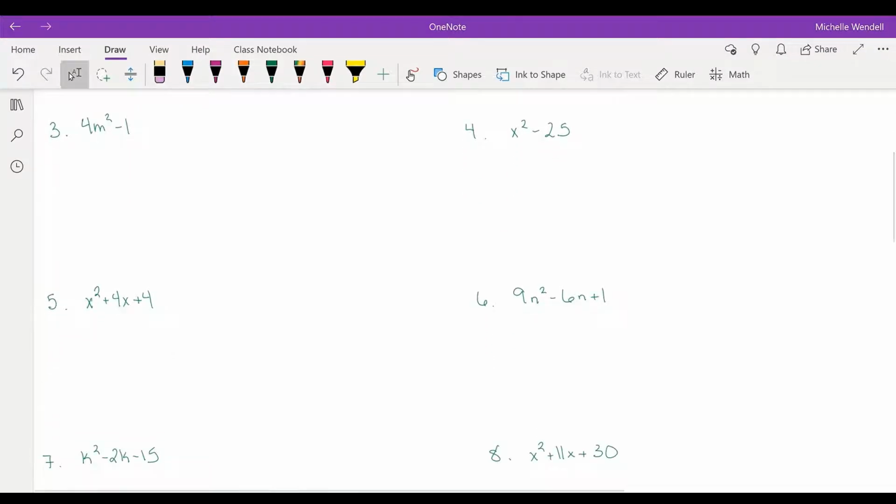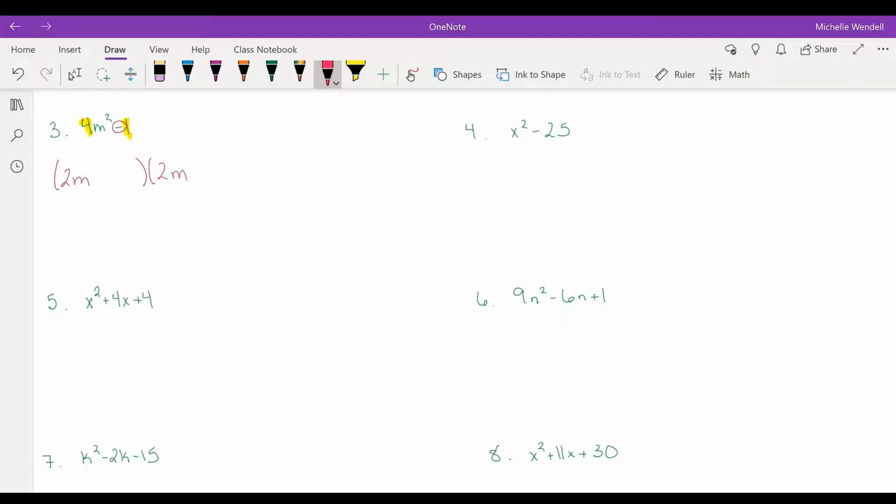Alright, next. Number 3, we have 4m squared minus 1. Thing that you should pick up on this is that 4 and 1 are perfect squares. And then you have a subtraction sign right here. So this is a difference of perfect squares. So to approach those, I want to take the square root of each of these terms, basically. So 4 is going to be 2 times 2. So I have 2m times 2m.